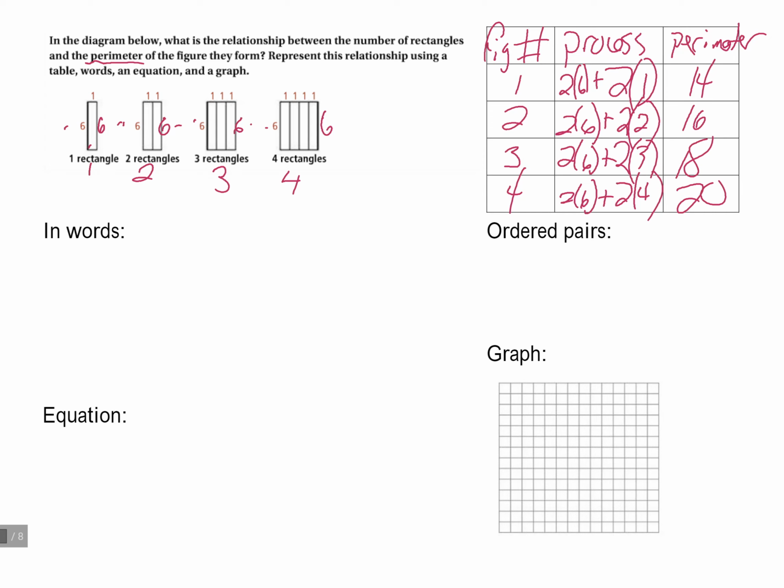The 2 times 6, that's always there. And then the 2 times, and then 1 and 2 and 3 and 4, that's matching this figure number that we're on. So now if I asked you what would figure number 27 look like? Well, we know there'd be 27 rectangles. So I could write 27 on the next row down, and you would hopefully understand that it would be 2 times 6 plus 2 times 27. And then you can do that math and know what the perimeter would be.